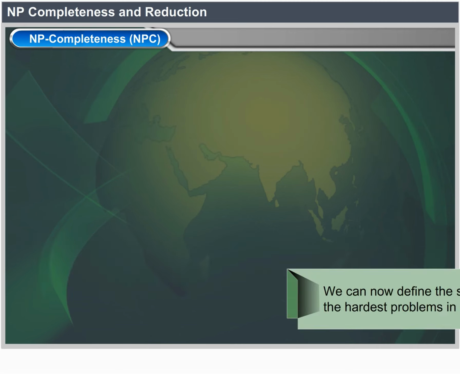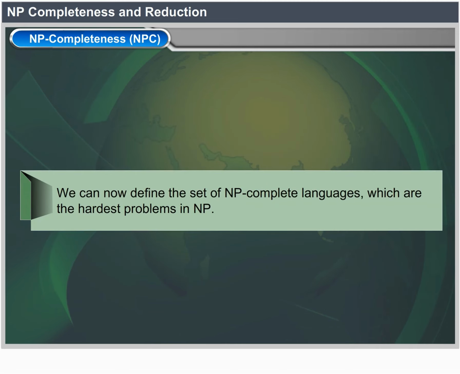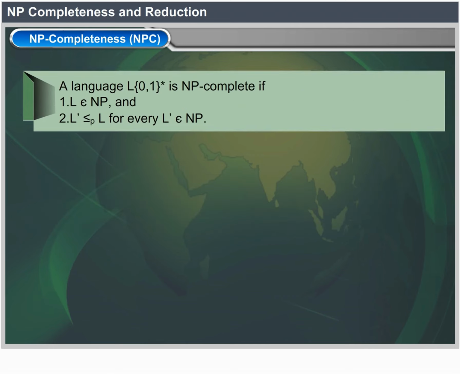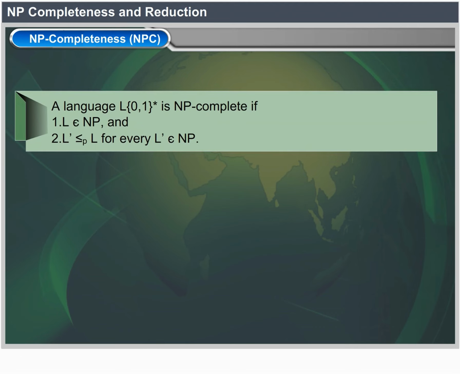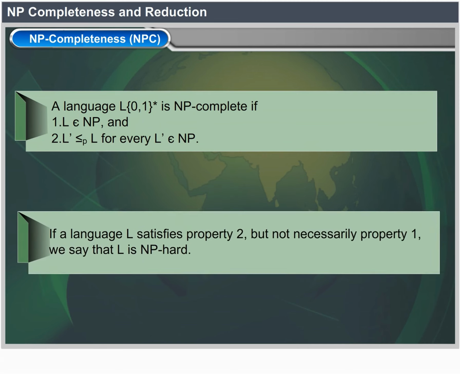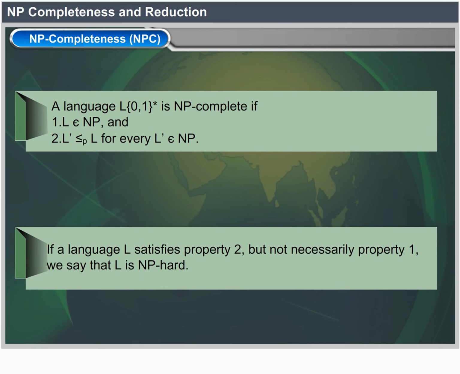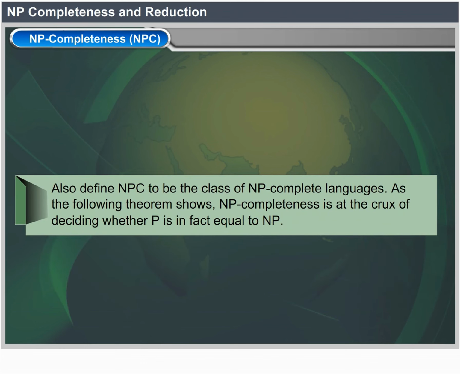We can now define the set of NP-complete languages, which are the hardest problems in NP. A language L, a subset of {0,1}*, is NP-complete if 1. L belongs to NP, and 2. L' is polynomial time reducible to L for every L' belongs to NP. If a language L satisfies property 2 but not necessarily property 1, we say that L is NP-hard. Also define NPC to be the class of NP-complete languages.